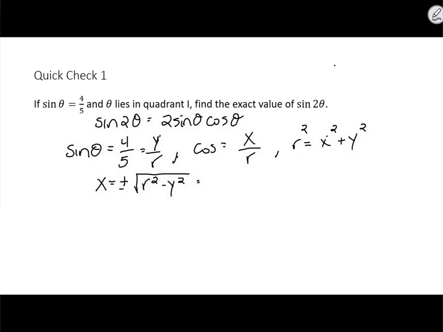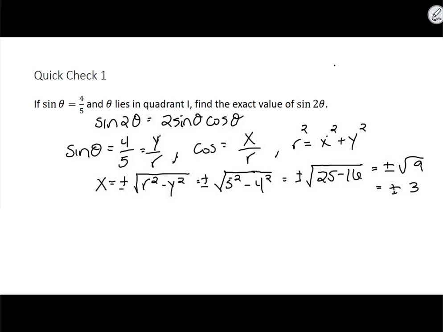Okay, so now all I have to do is plug in r and y and simplify. So r squared is going to be 5 squared, and then minus y squared, which is 4 squared, which we get plus or minus 25 minus 16, which is plus or minus, just to simplify that a little bit, the square root of 9, which is plus or minus 3.